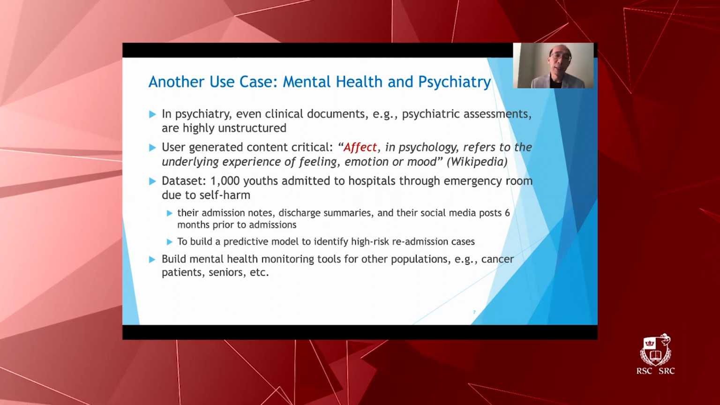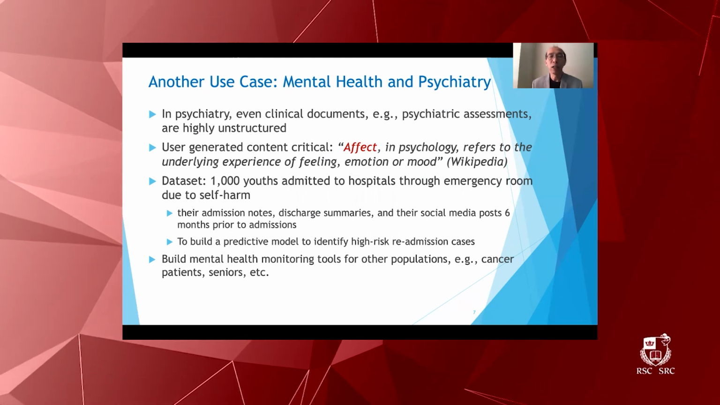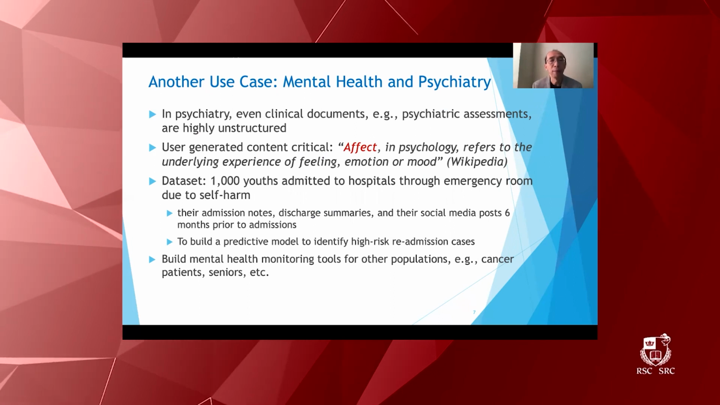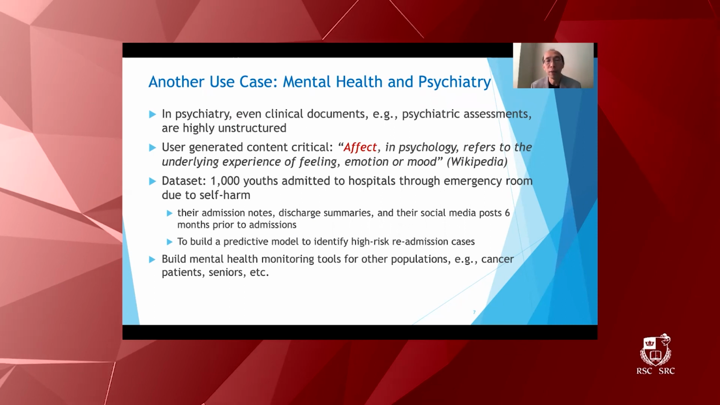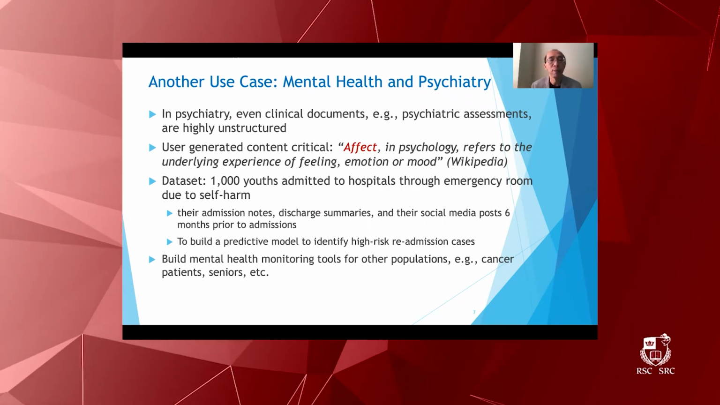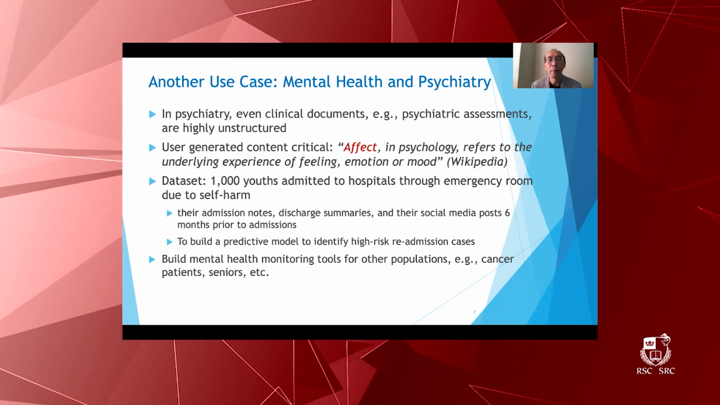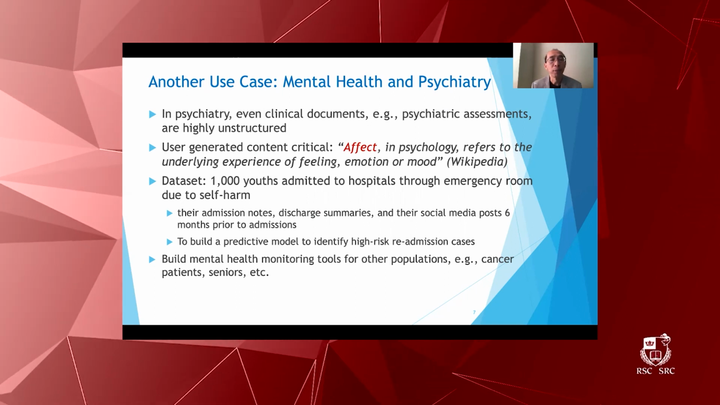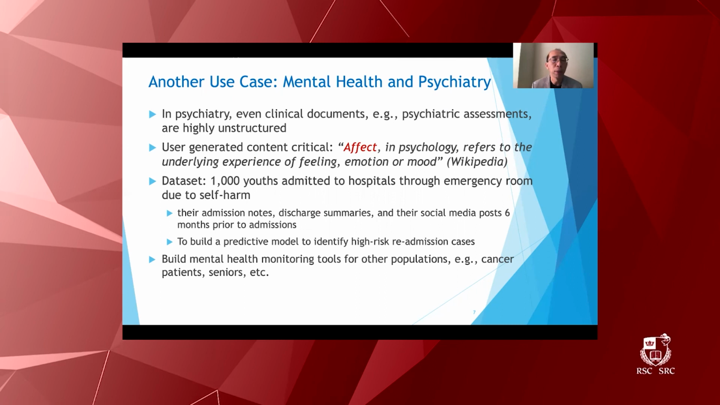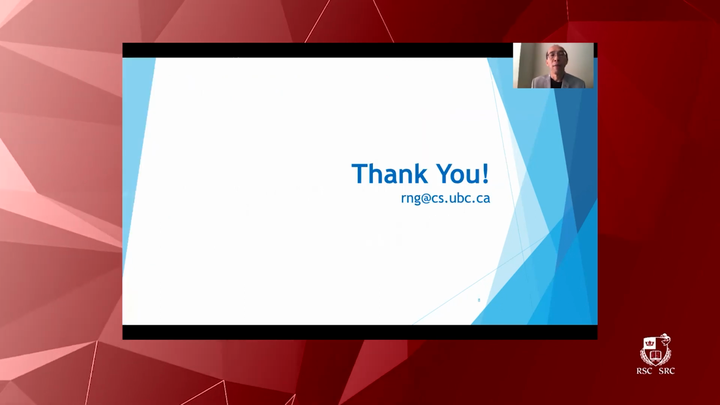To give a particular example, we have a data set of 1,000 youths admitted to Vancouver hospitals through the emergency room due to self-harm. We have been using the admission notes and discharge summaries, which are all unstructured, and the social media posts 6 months prior to admission, trying to build a predictive model to identify those that might be at high risk of readmission within 3 months. And just to generalize this work, we want to be able to build this kind of mental health monitoring tools for other populations: cancer patients, seniors, etc. Thank you for your attention.